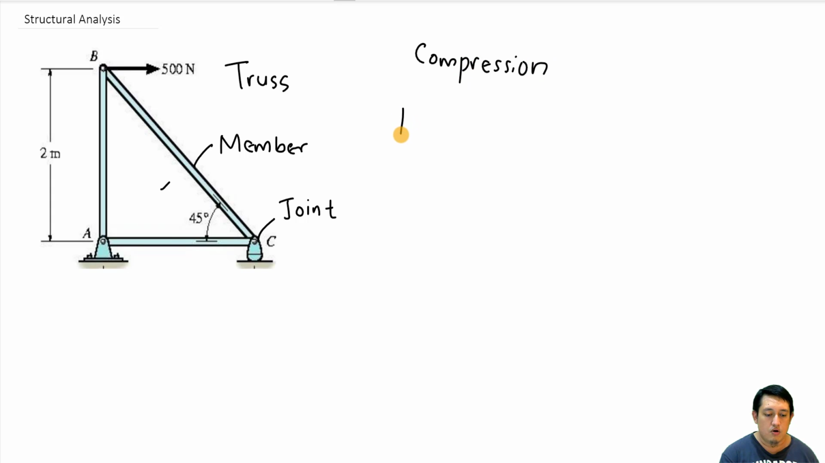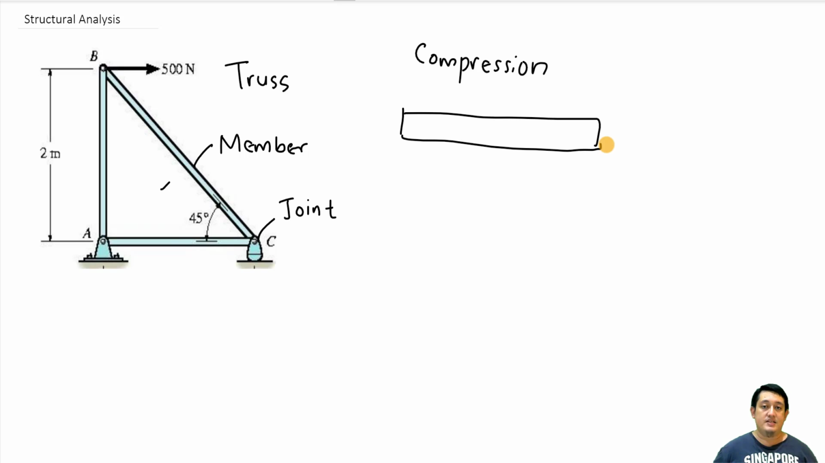So let's draw a member like this. Let's say this is a member. When we want to compress a member, it means that we apply an external force in this direction. Our external force will be like this. Next, what happens to the member? The member will create a reaction force. If you refer to the previous topic, we've talked about reaction force.